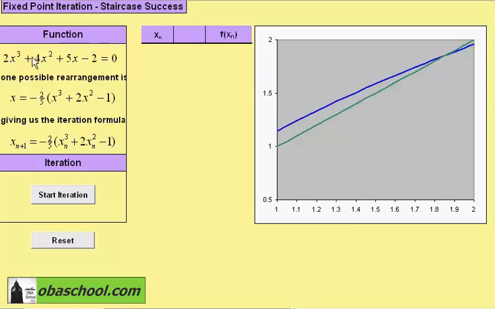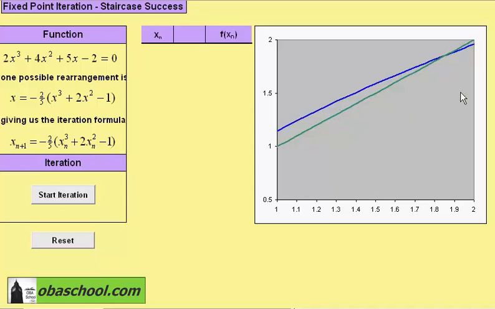In this example, we're using the equation 2x cubed plus 4x squared plus 5x minus 2 equals 0. This is f of x equals 0 form. We've rearranged it to give x equals minus 2 fifths, x cubed plus 2x squared minus 1, giving us the iteration formula x n plus 1 is minus 2 fifths, x n cubed plus 2x n squared minus 1.